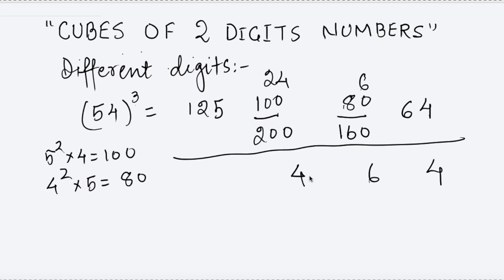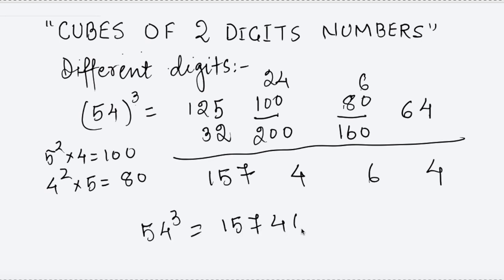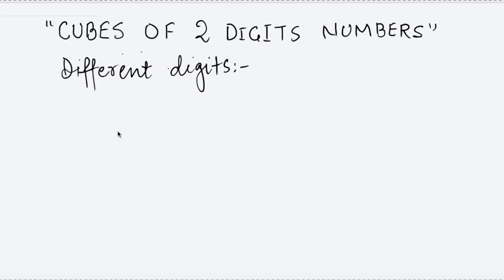So 32 is the carryover and 4 comes here. So 32 when I add to 125, it gives me 157. So 54 cube is equal to 157464. That's the answer.